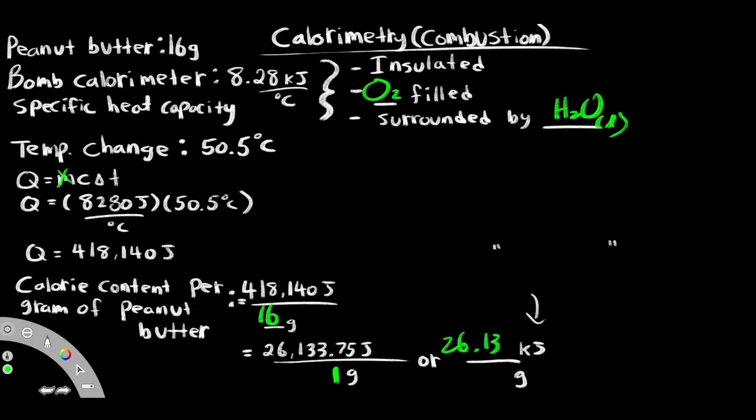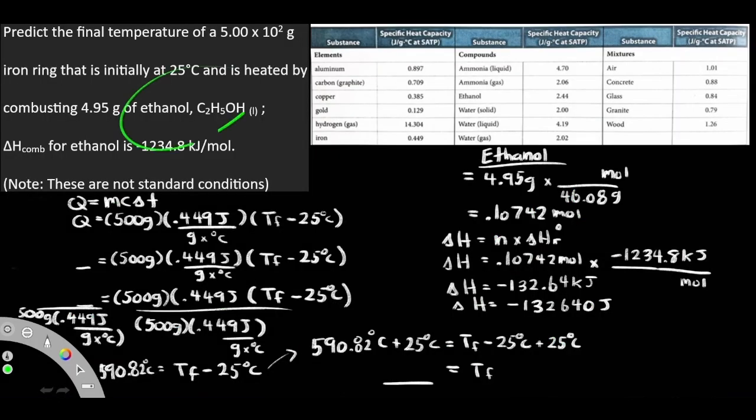Why do we care about kilojoules? Because kilojoules is synonymous with kilocalories. Kilocalories is synonymous with calories. So for every gram of peanut butter that we got from the grocery store, it contains this many calories. Now we look at this question over here.